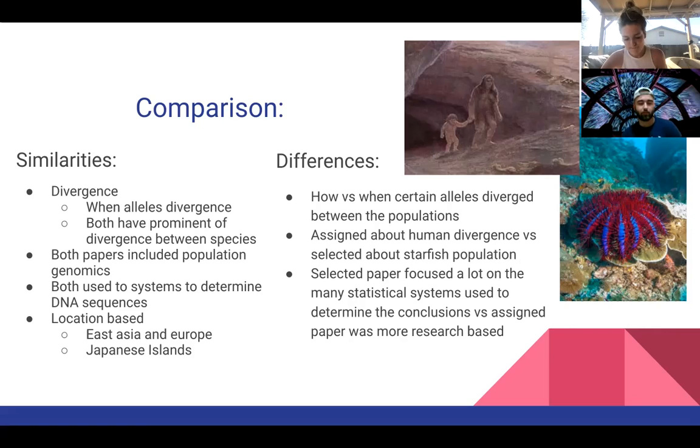And then some differences that we had were pretty much how versus when certain alleles diverge between populations. Mine was more of how, and hers was more of when, and obviously starfish versus humans. Our assigned paper was about human divergence. Like I said, the selected paper is going to be about the starfish population specifically.